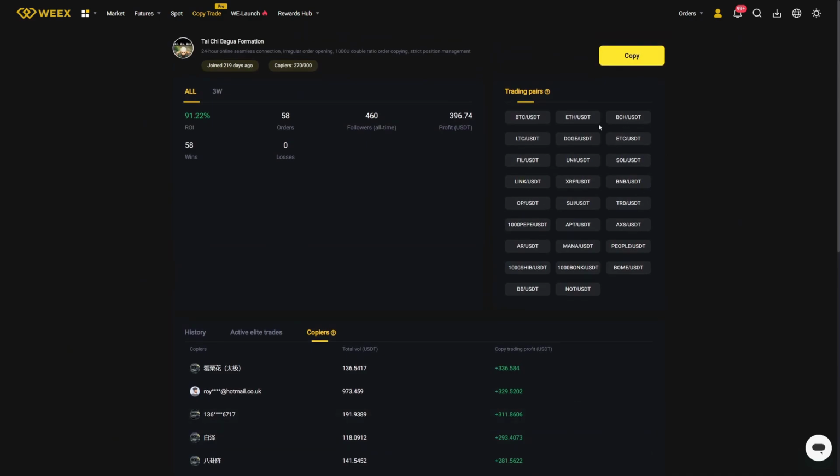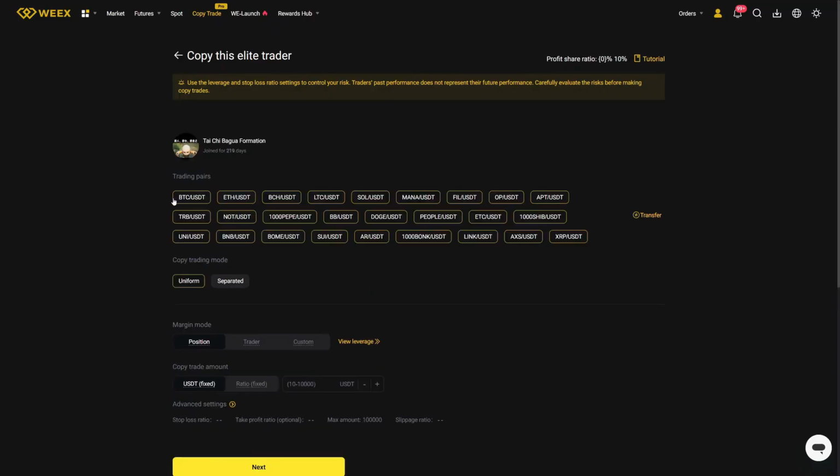In this section, we can select the cryptocurrencies we want to copy. For example, maybe you only want to use Bitcoin for copy trading, so you can definitely change that. In this case, I will leave everything set on.